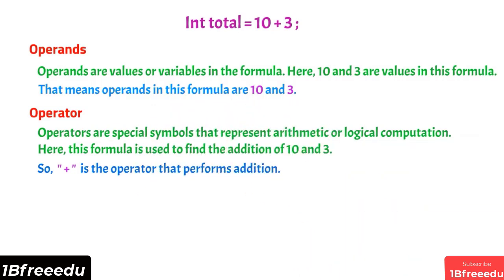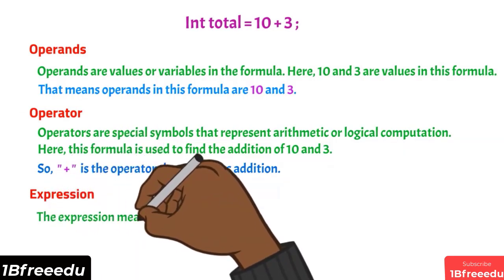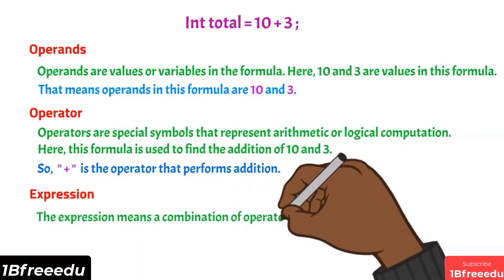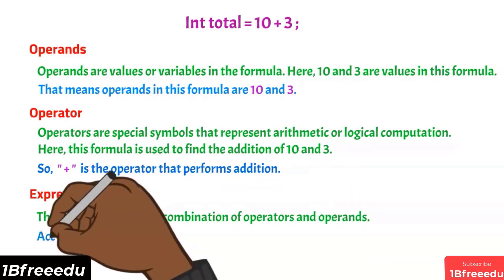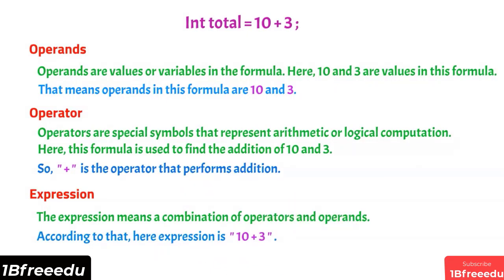Next, I will show you what is the expression in this formula. The expression means a combination of operators and operands. According to that, here, expression is number 10 plus number 3. Okay, those are the operator, operand and expression. Next, I will take another example to explain further.